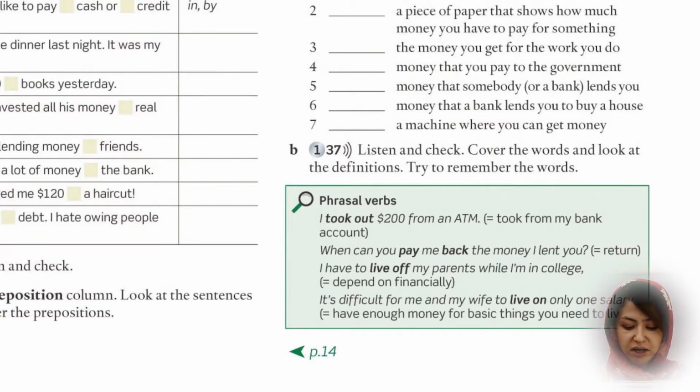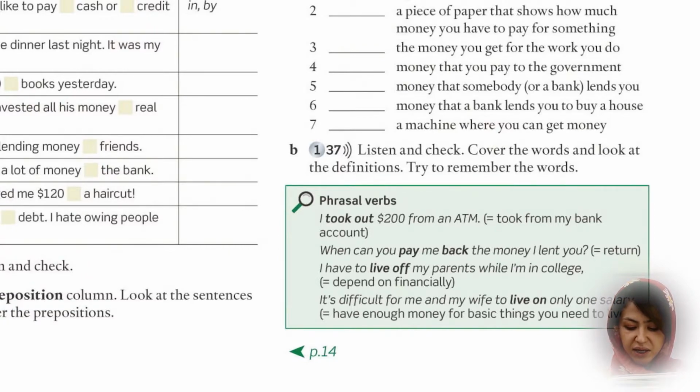Next, I have to live off my parents while I'm in college. Live off means depend on financially. For instance, I'm out of work, I don't work, so I live off my mom. My mom gives me some money for me to just survive and continue my life. So live off somebody, get money from someone.